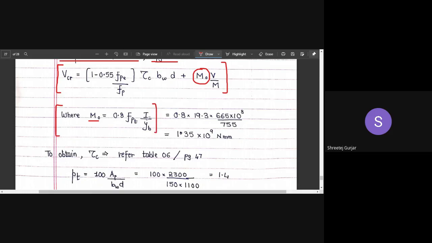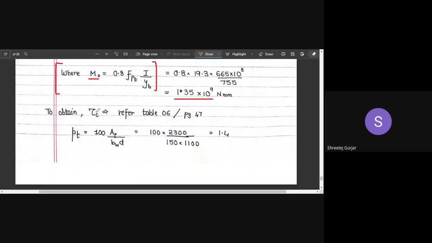So simply substitute all the values, FPT, I and YB. All the values are known. Substitute, calculate M0. Okay, M0 value is calculated, no problem. After M0 is calculated, we need to calculate tau C. All the things in this particular equation are known. Only tau C and M0 need to be calculated. M0 we have calculated. Now moving to tau C.